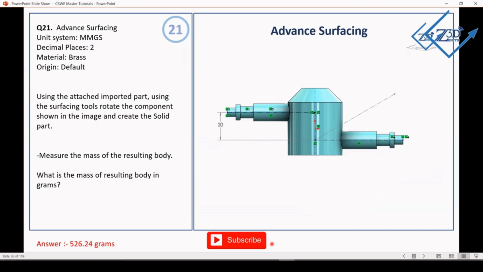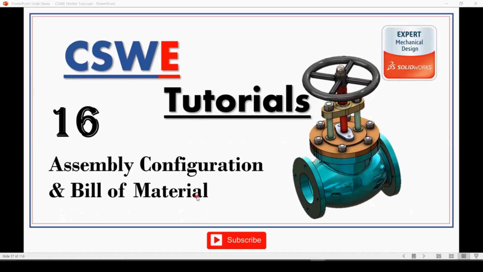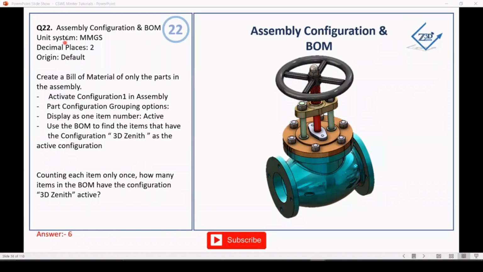Here the dimensions are given. You have to modify the part. Now moving to the next question, here the assembly configuration and BOM part.